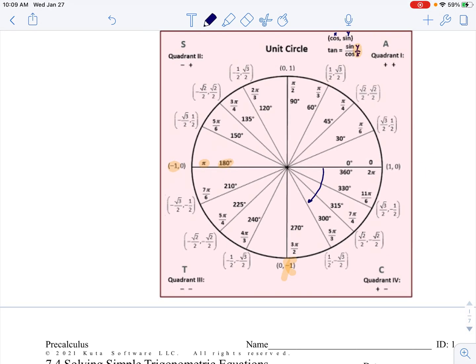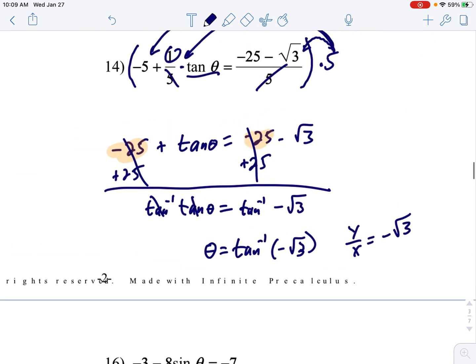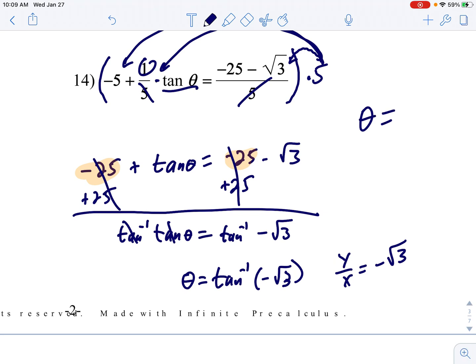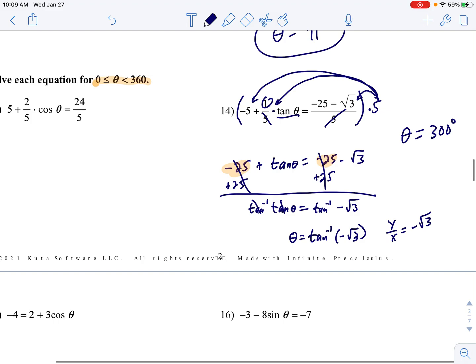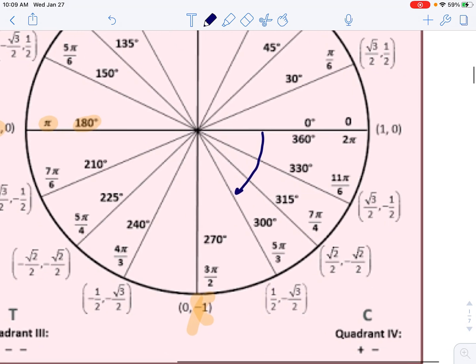So that kind of tells us that one of our answers is going to be, where are we? Right here. Too much scrolling, sorry. It is going to be 300 degrees. I didn't use negative 60 because negative 60 is not between 0 and 360. All I did is use negative 60 to help me find it visually on the graph.